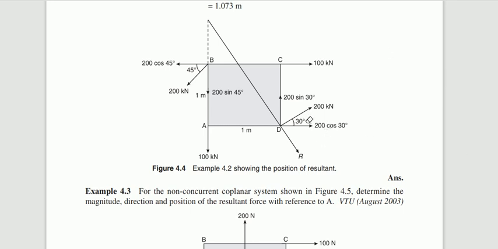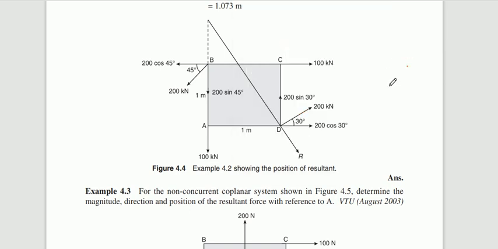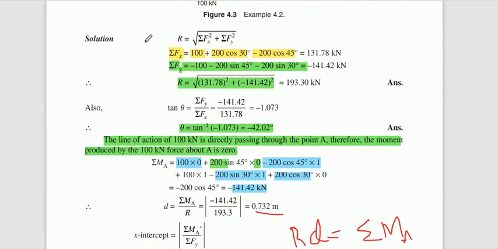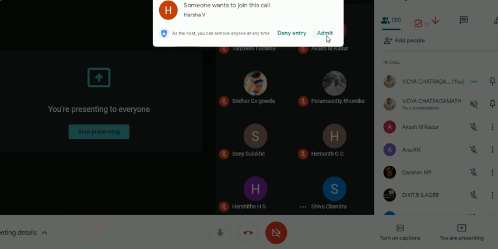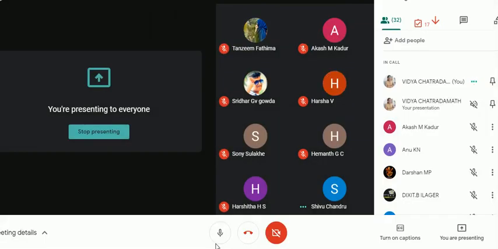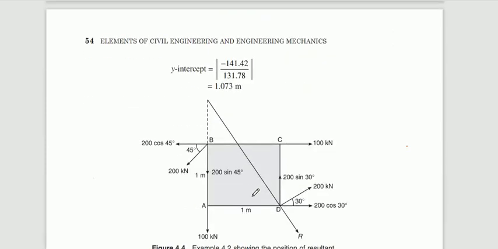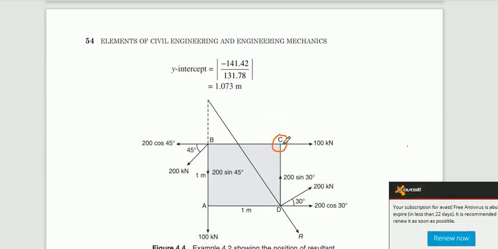What is the important thing you need to remember here is that moment is very important. You will calculate the summation of Fx, summation of Fy, resultant and theta, which you can calculate easily up to these steps. But the calculation of moment is very important, so you need to follow it. First you need to observe the reference point, and you have to see how many forces' lines of action are passing through this point.